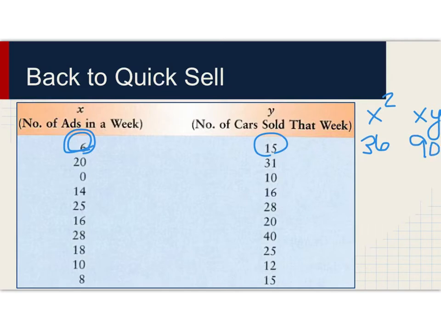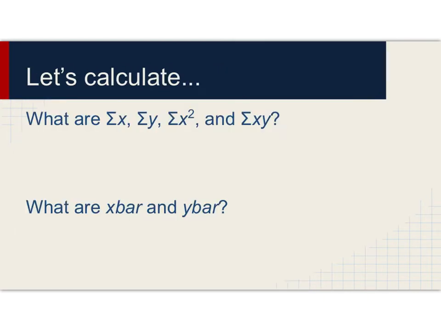And at the end, we're going to need to sum up all 4 of the columns. So your x squared column would be 6 squared, and then 20 squared, and then 0 squared, and so on. And your xy column will be 6 times 15, and then the next row will be 20 times 31, and then 0 times 10, and so on. So we'll need summations of all 4 of those columns, and we'll also need values for x bar and y bar.